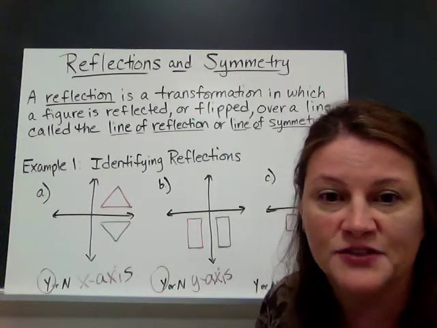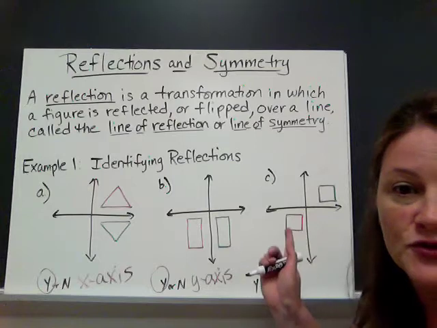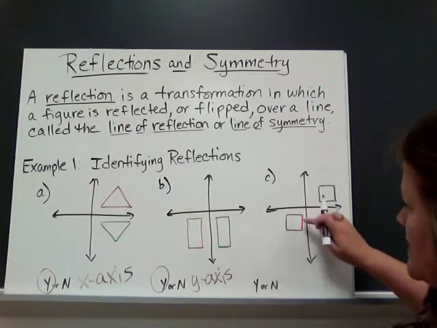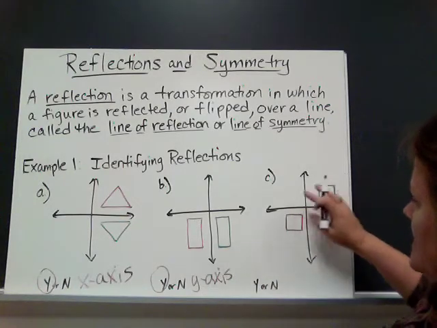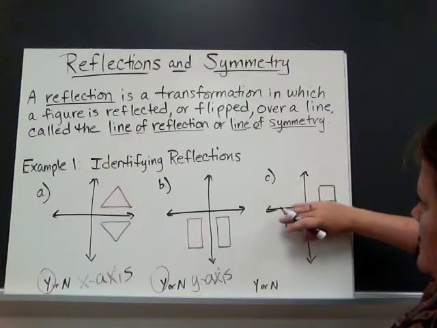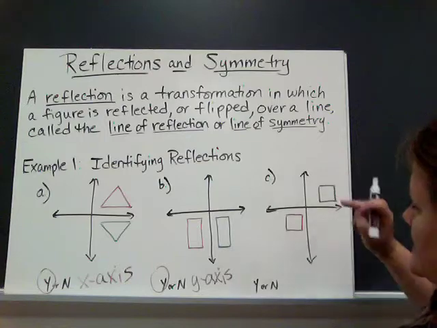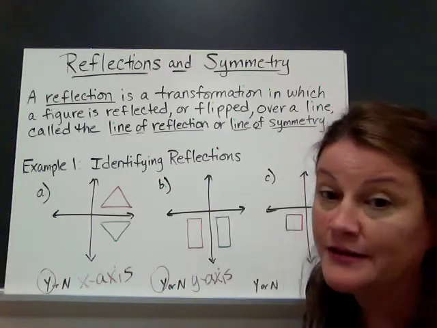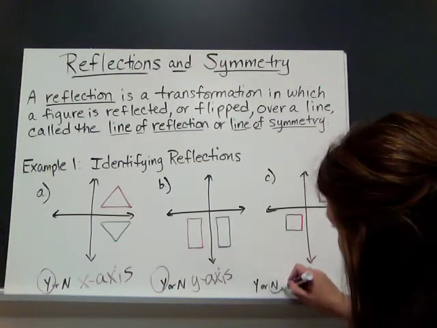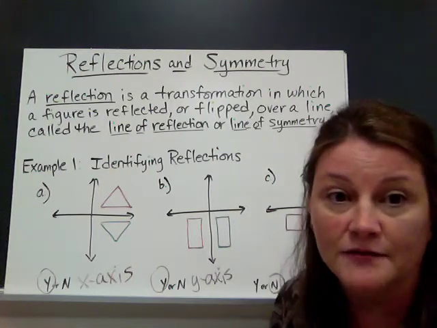Our last example, C, I have two squares. Here's the red square and the green square. Is this a reflection? Has it been flipped over a line? Can I flip it over a line to get to that other square? No, I cannot. So that's not an example of a reflection.